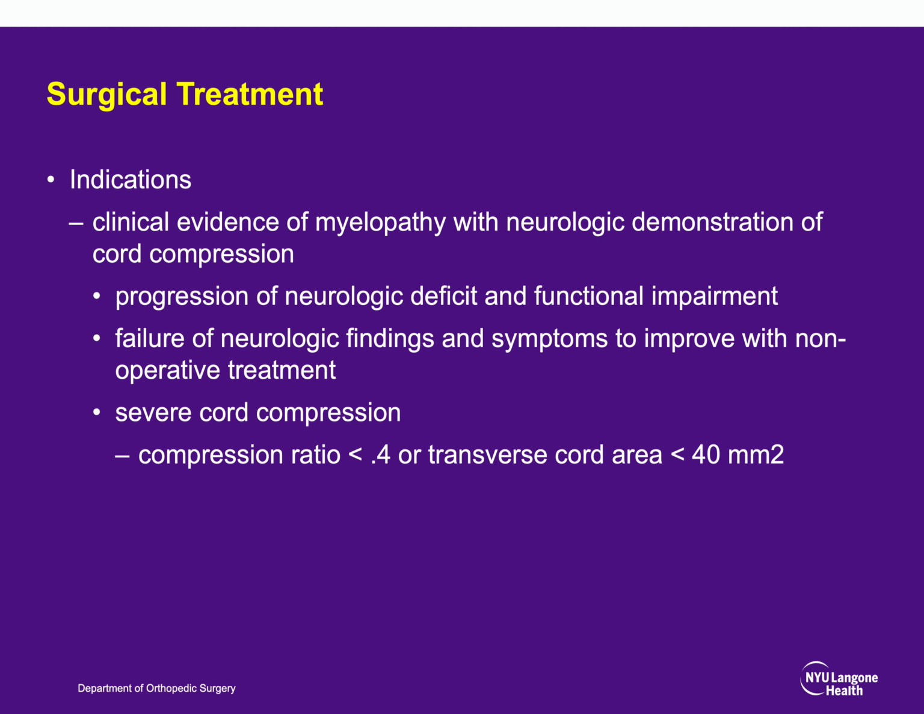Indications for surgery include clinical evidence of myelopathy with neurologic demonstration of cord compression, progression of neurologic deficits and functional impairment, failure of neurologic findings and symptoms to improve with non-operative treatment, and radiographic findings of severe cord compression. This compression ratio and the diameter is obviously based off the MRI.